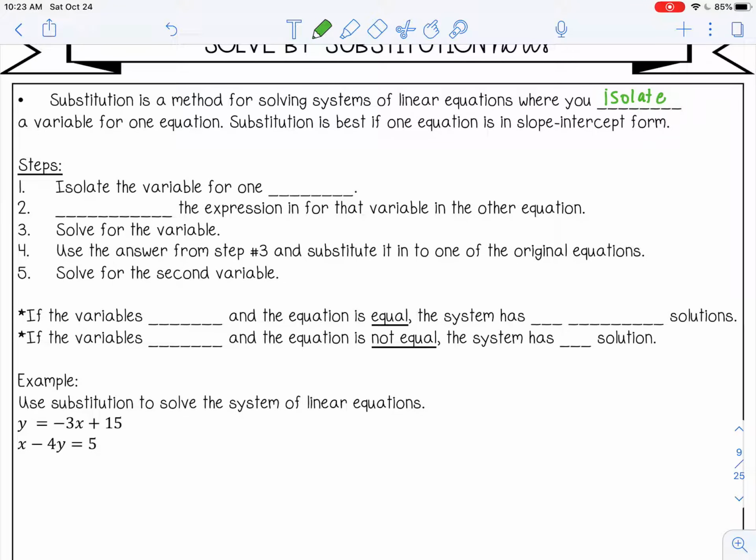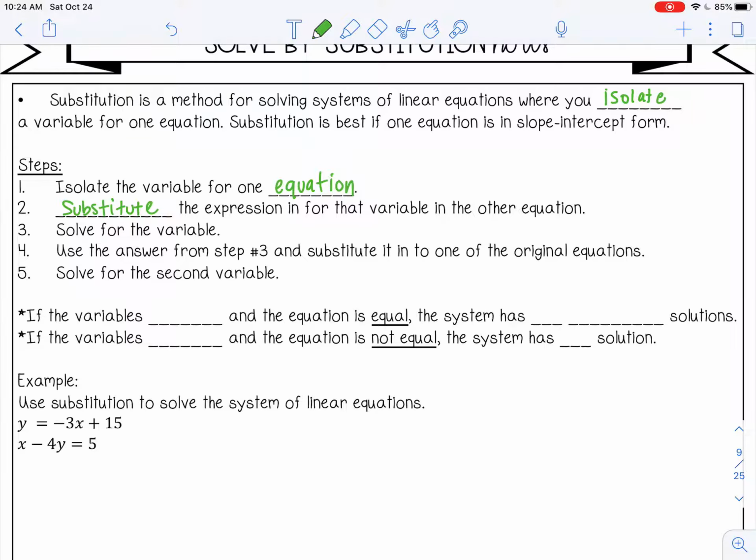So the steps. Number one, you want to isolate the variable for one equation if it's not already isolated. Number two, you're going to substitute the expression in for that variable in the other equation. And then you're going to solve for the variable. Then you'll use the answer you get from number 3 and substitute into the other equation. You can really use either. And then you'll solve for the second variable.